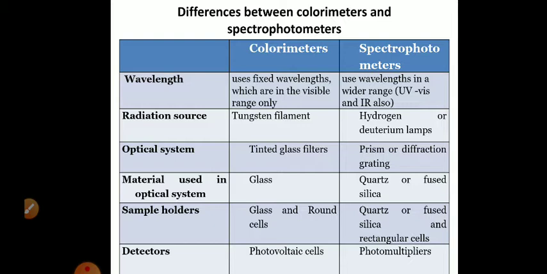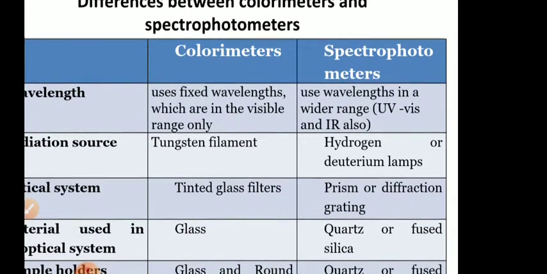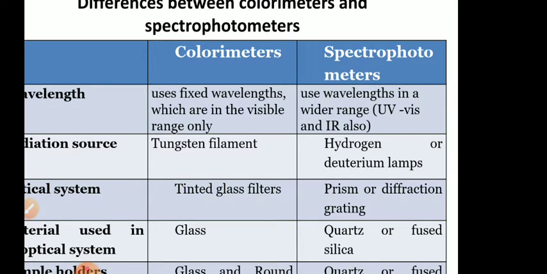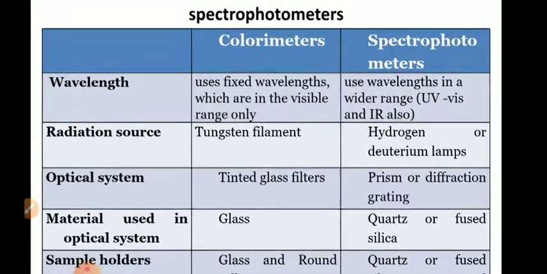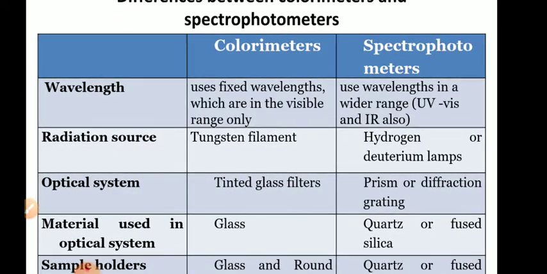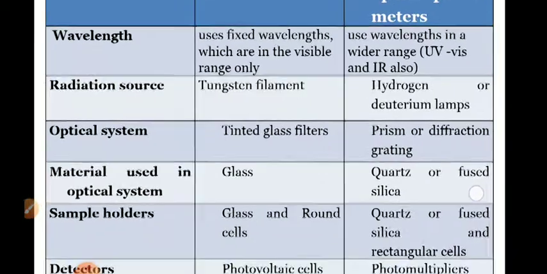Now let us discuss the differences between a colorimeter and a spectrophotometer. See, colorimeters are designed to operate in the visible range only, whereas spectrophotometers are designed to measure wavelength. They can use wavelengths in the UV range, UV visible range, or IR range also. The radiant energy source used in a colorimeter is usually a tungsten filament lamp, whereas the radiant energy source in a spectrophotometer is a hydrogen or a deuterium lamp.